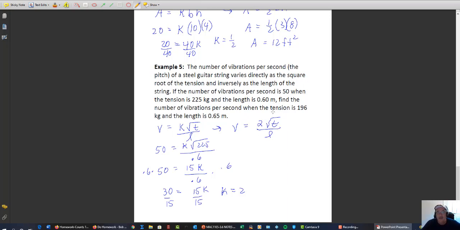So it says find the number of vibrations per second when the tension is 196 and the length is 0.65. So again, you may have to use your calculators a little bit on this, but that's okay. Let me go ahead and figure this out. All right, I got the answer of about 43.0769, and since they are after the number of vibrations, I guess we would have to put seconds in here.